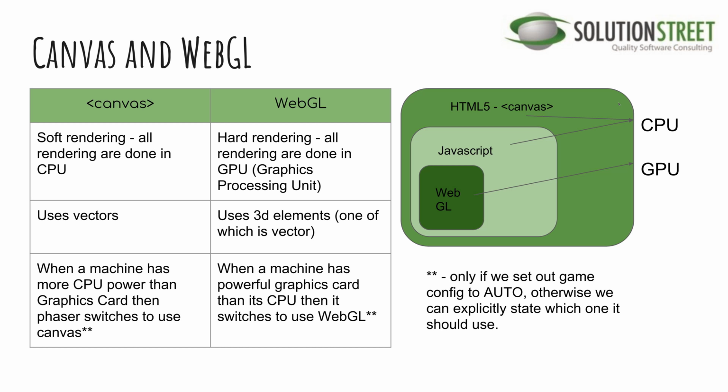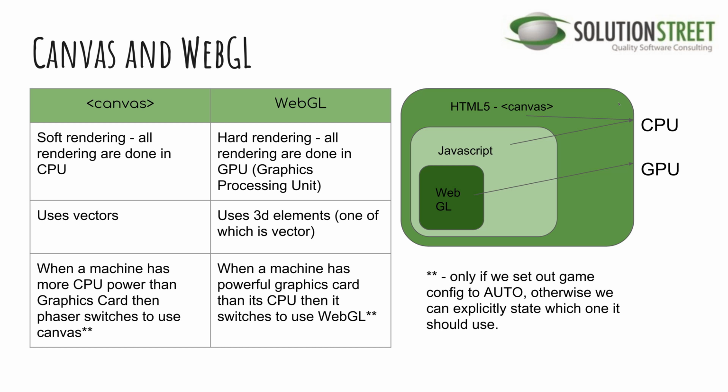In Canvas, it uses vectors. It can also use bitmap. While in WebGL, it uses 3D elements, one of which is vector. There are meshes and wireframes. So why do we want to choose one over the other? The reason is that when a machine has more CPU power than graphics power, Phaser switches to Canvas. Let's say we have a very powerful work laptop, but it doesn't have a lot of graphics power per se, then it would switch automatically to that one.